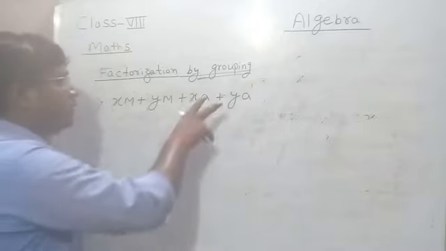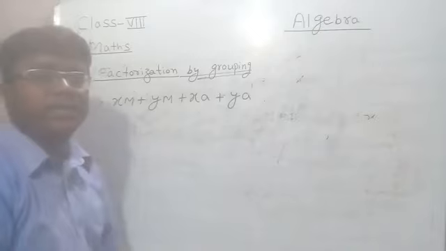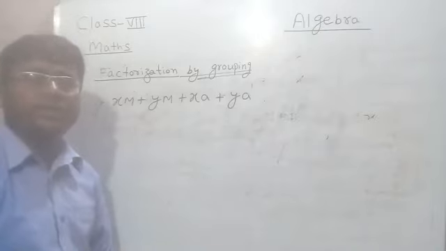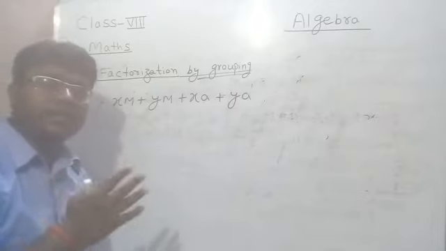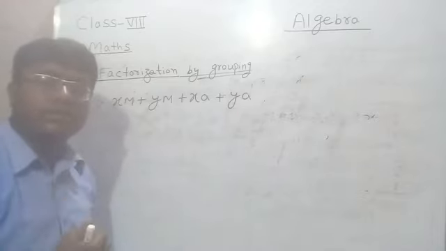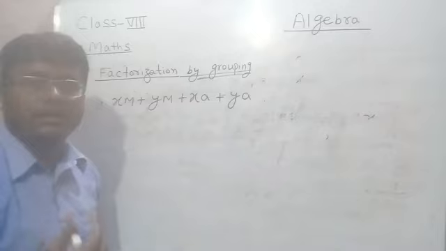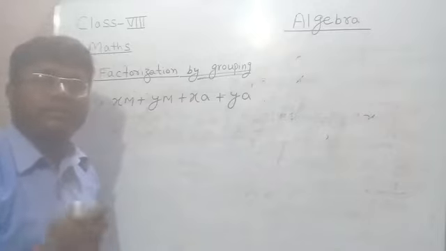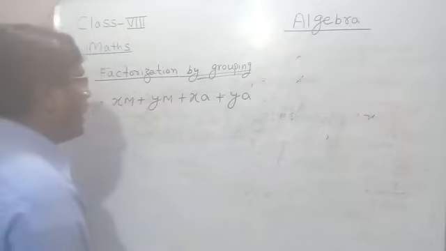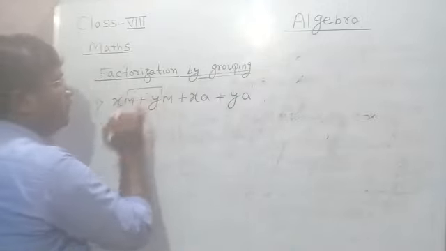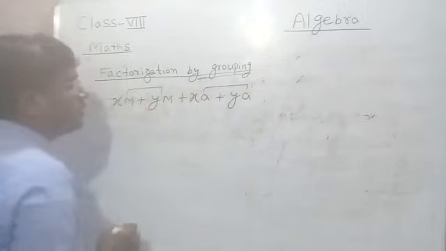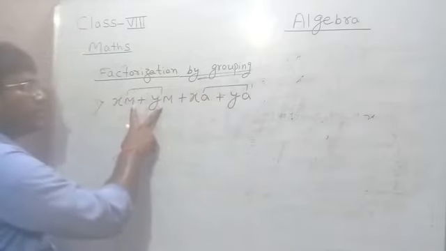So there are 4 terms. Now what we can do here is make groups. The grouping may be two terms and two terms, or you may take three terms and one term. According to our need, we will make the group. So here I am going to make these two terms one group and the other two another group.